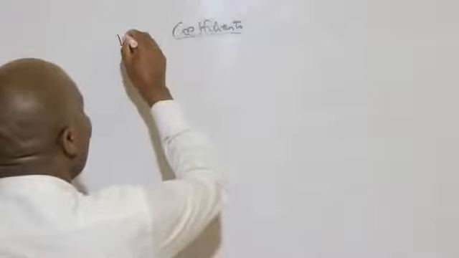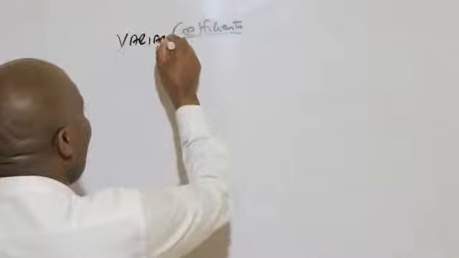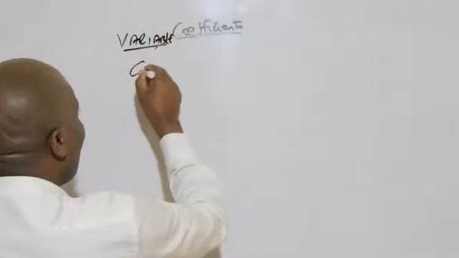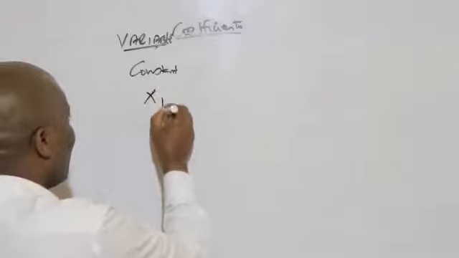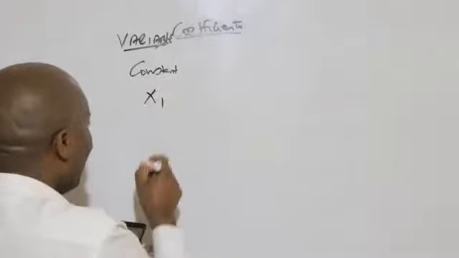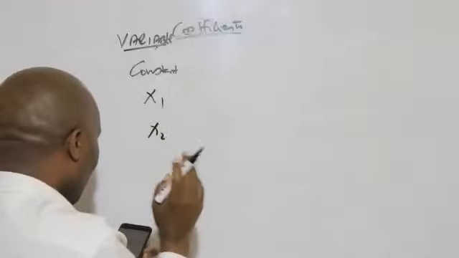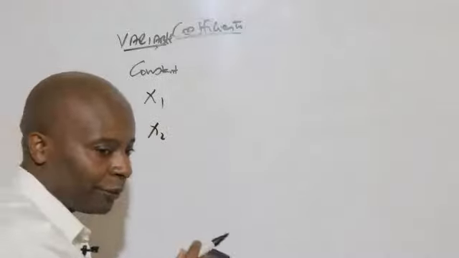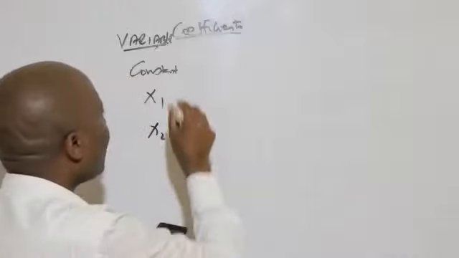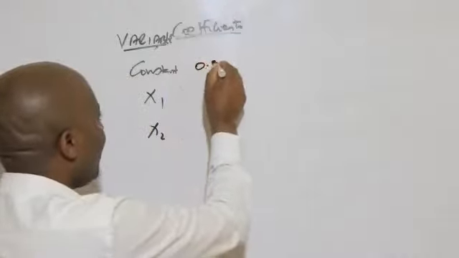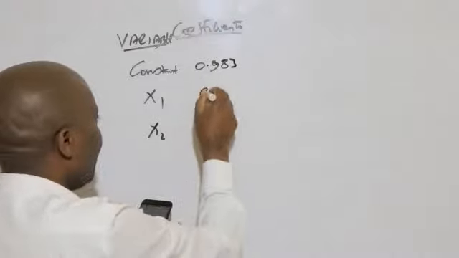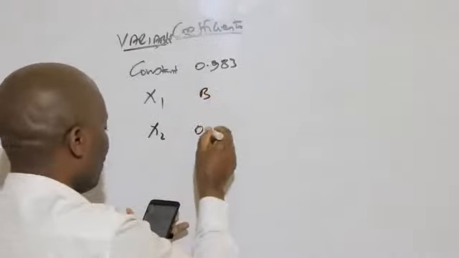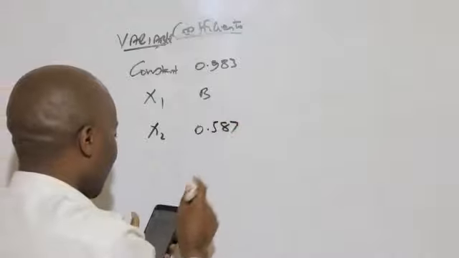So we have here the variable where we should start with the constant. So the constant. We have variable x1, we have variable x2. No wonder you guys are not able to do this question. So the constant coefficient is 0.983. This one here is B. This one is 0.587.